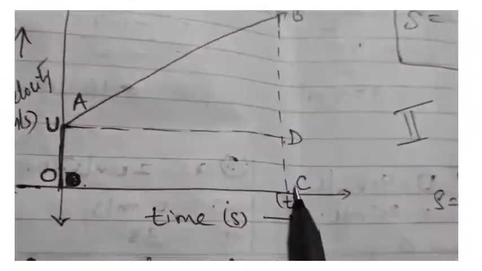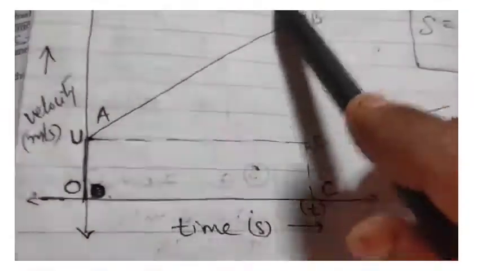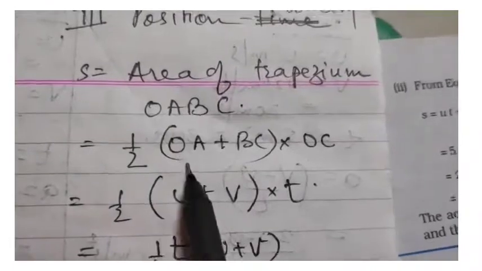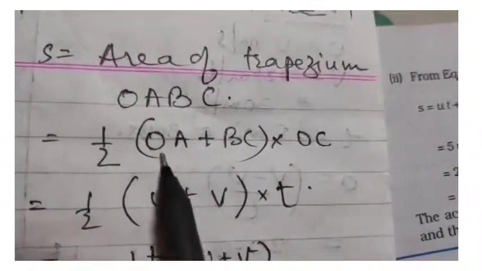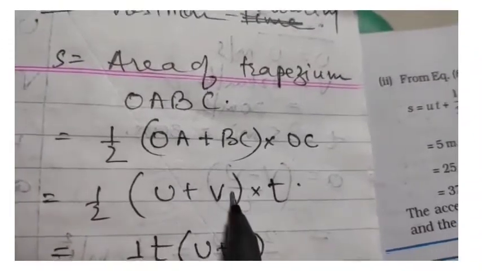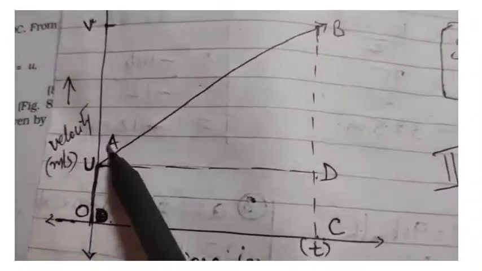These two are the parallel sides, and this is the perpendicular distance between them. This is the non-perpendicular distance, this is the perpendicular distance. So the formula is half the sum of parallel sides multiplied by perpendicular distance. So OA and BC will be the U and V values. Remember, OA is U and BC is V.